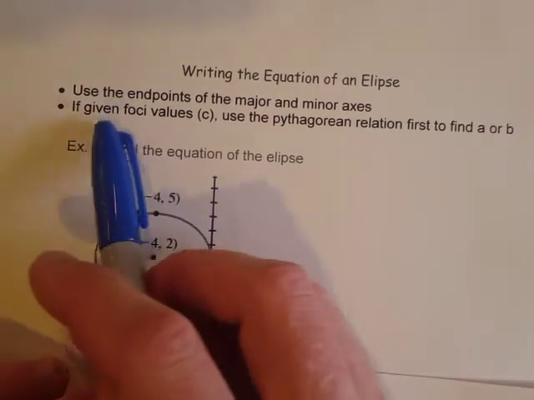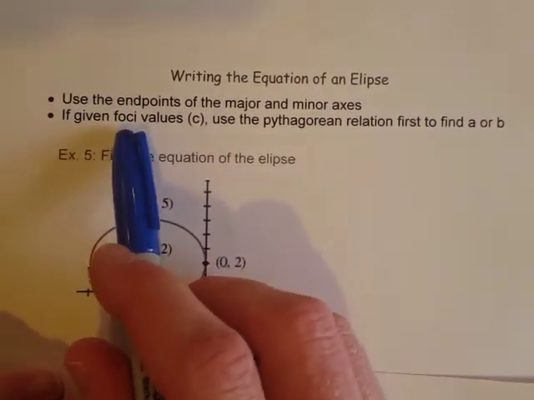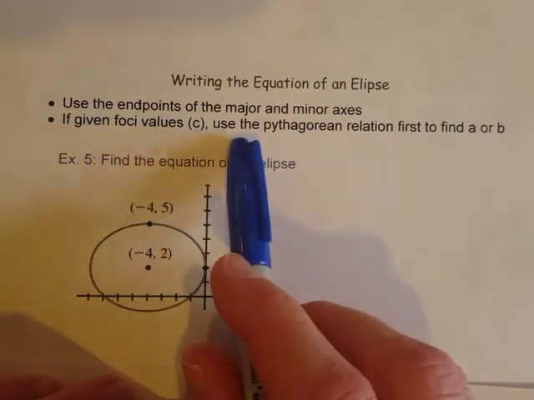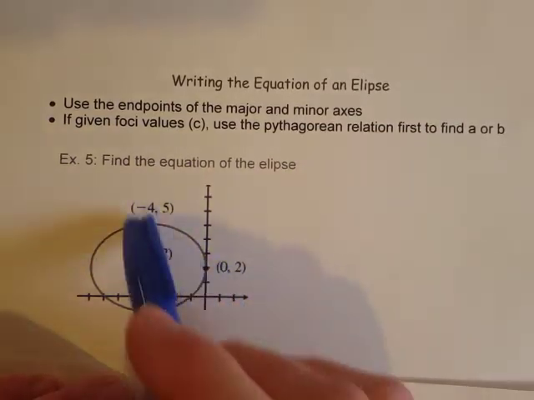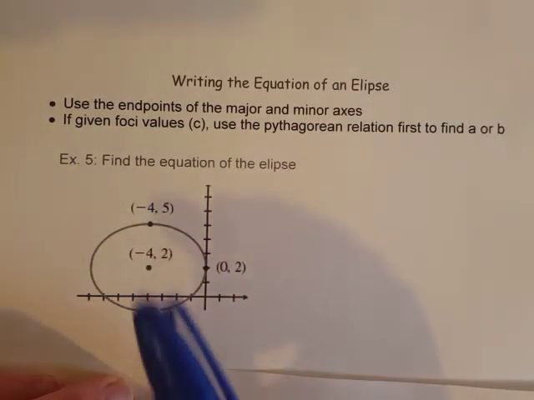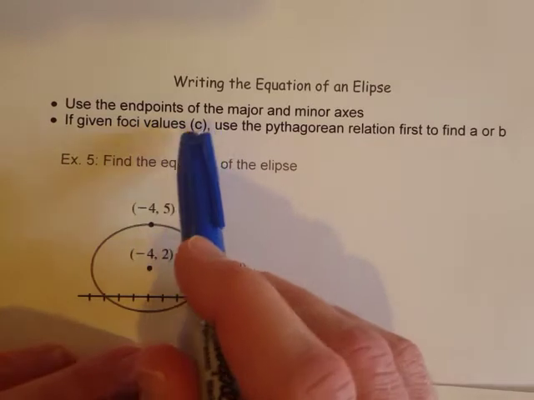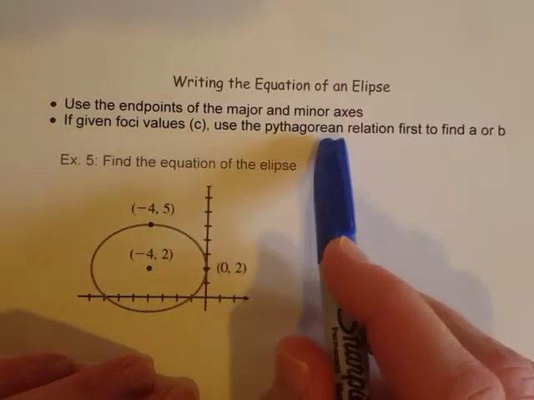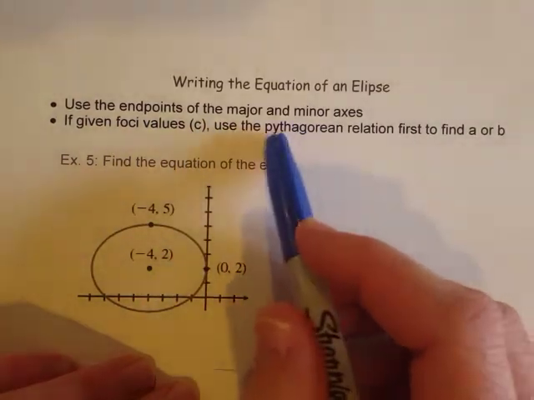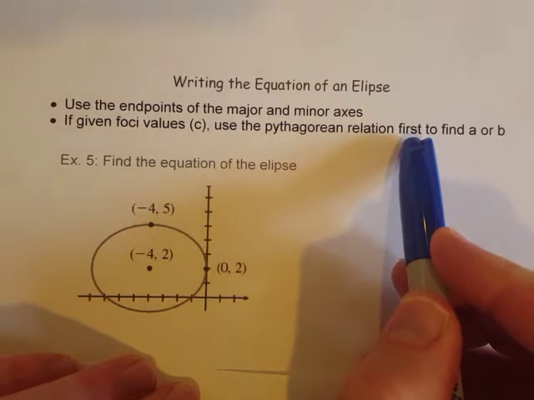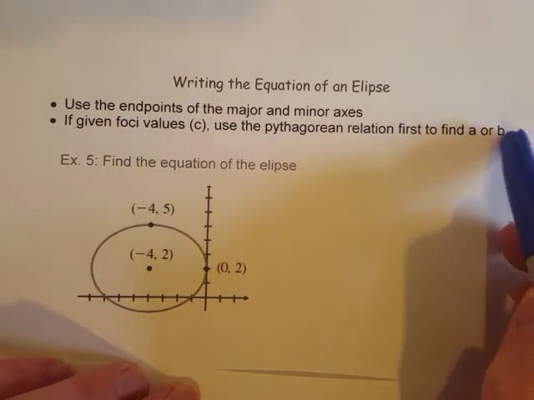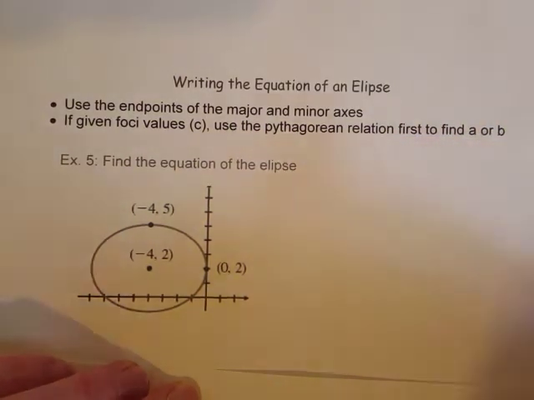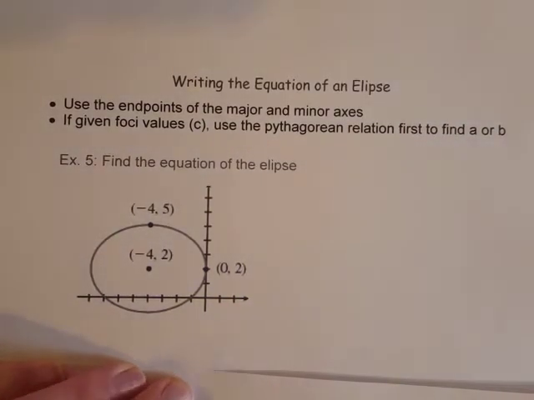However, there are going to be some problems that you'll encounter in the assignment where the foci values are given rather than both of these endpoints. So if the foci values are given, if you're maybe given C and A, what you need to do is use the Pythagorean relation first to make sure that you get both A and B in this case. So look for that later on in the assignment.